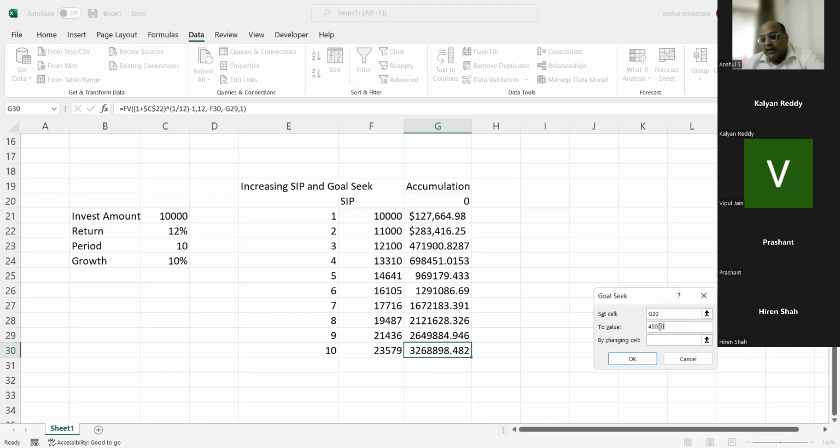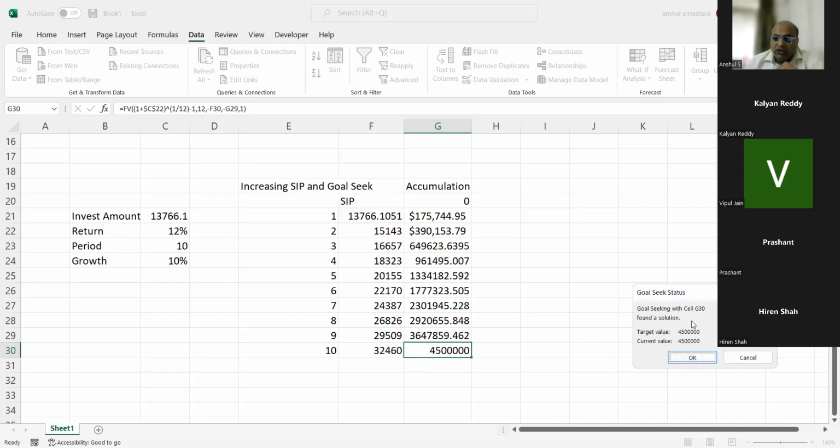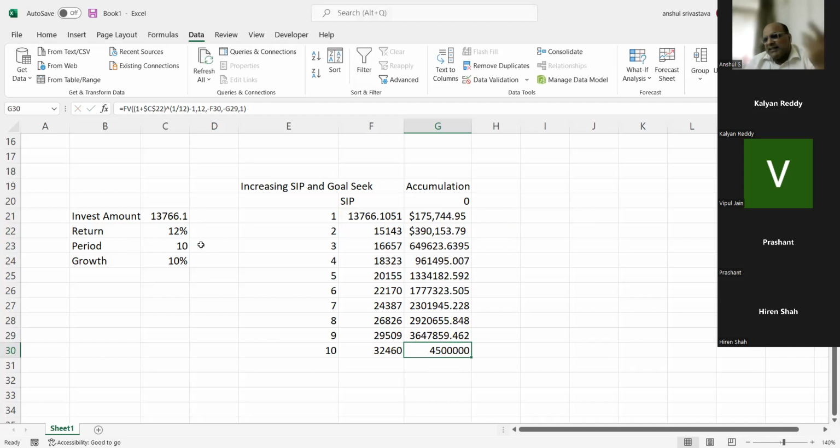45 1 2 3 4 5 by changing which cell? By changing 10,000 ka cell. You can select what you want to change. You can change the rate also. You can change the growth also. Anything you can change, but this must be input. Okay. But 13,766, rate is 12%.